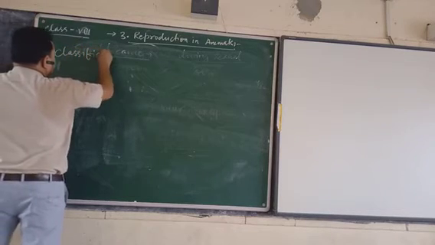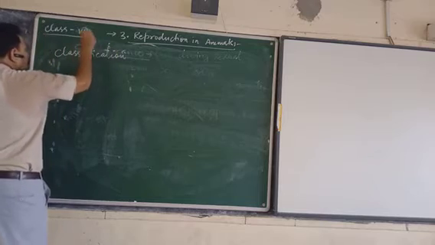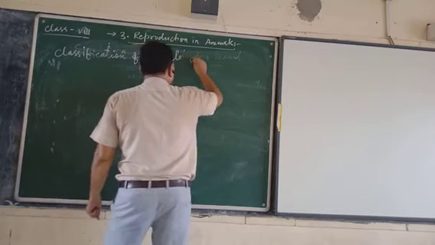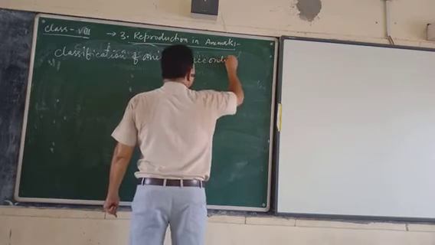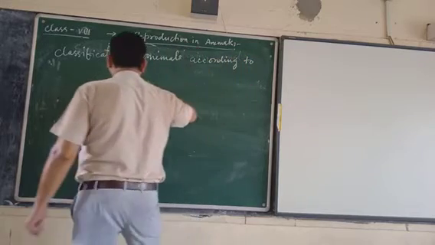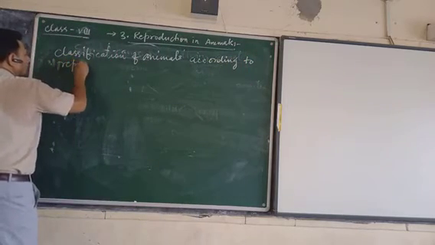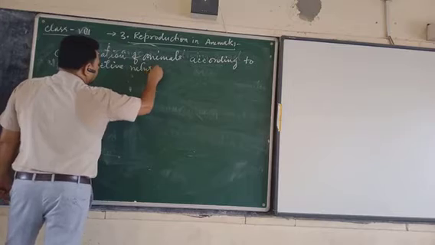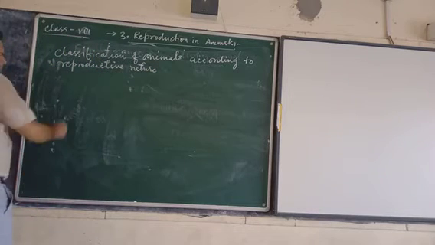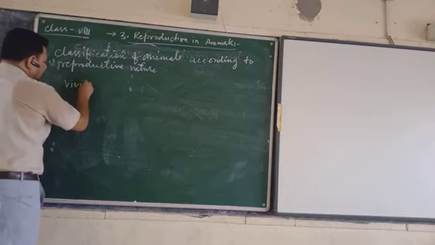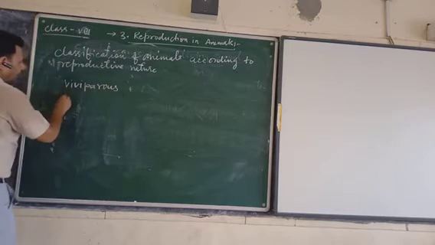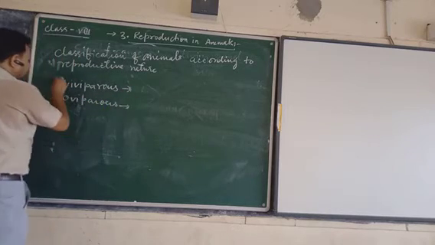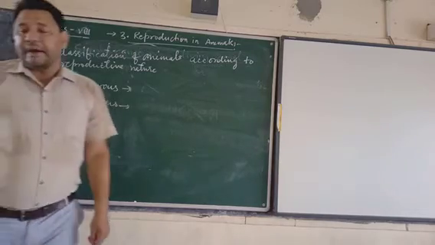Now, classification of animals according to reproductive nature. They may be of two types: viviparous and oviparous.